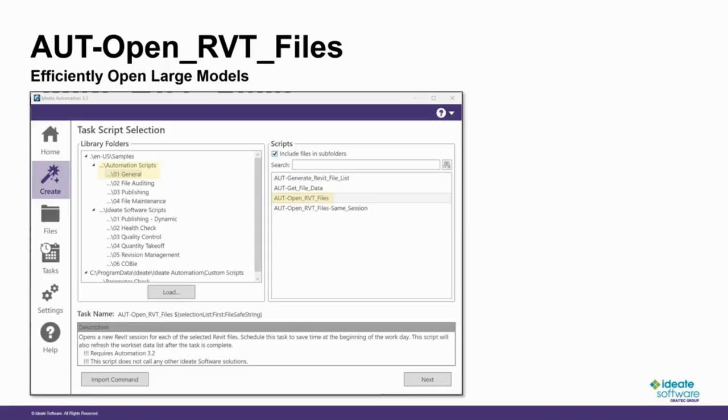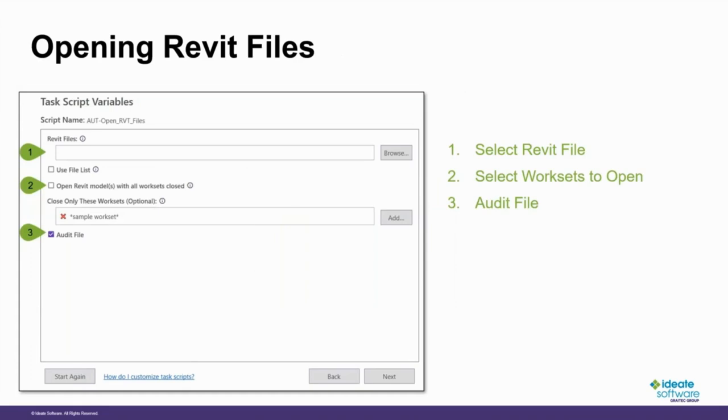So let's just go through the basic setup here. Like with all tasks that we're going to be covering today, we're going to click on the Create button, and here is going to open up the list of template tasks available with Ideate Automation. So this task in particular is going to be located under General, and it's just called Audit Open Revit Files here. So once you click on that task on the right, you can just click on the Next button in the bottom right-hand corner. And the interface is super simple. This is going to be kind of a commonality with a lot of these tasks. And in this particular setup, I would really only recommend setting up 3 things.